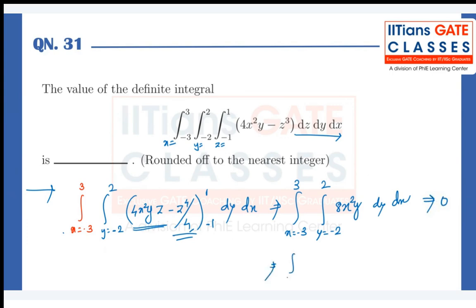If not, to help you understand, x is equal to minus 3 to 3, 8x square as it is, the integration of y is y square by 2, putting the limits minus 2 to plus 2, dx. When you put 2 here, it will become 2, and minus 2 will become 2 as well, so the difference is 0. So 0 multiplied by anything becomes 0. Hence, the answer is 0. So the correct answer in this case is 0.